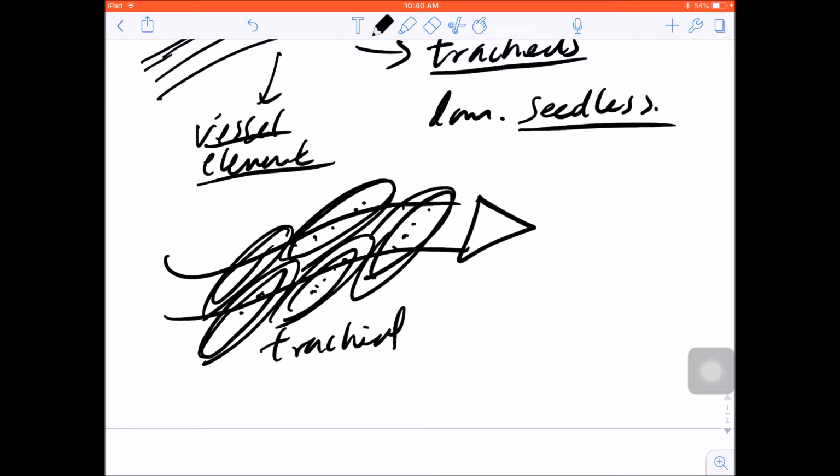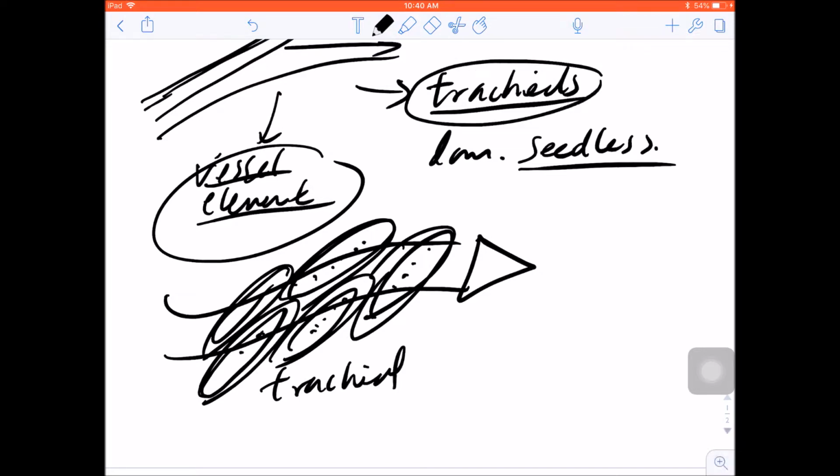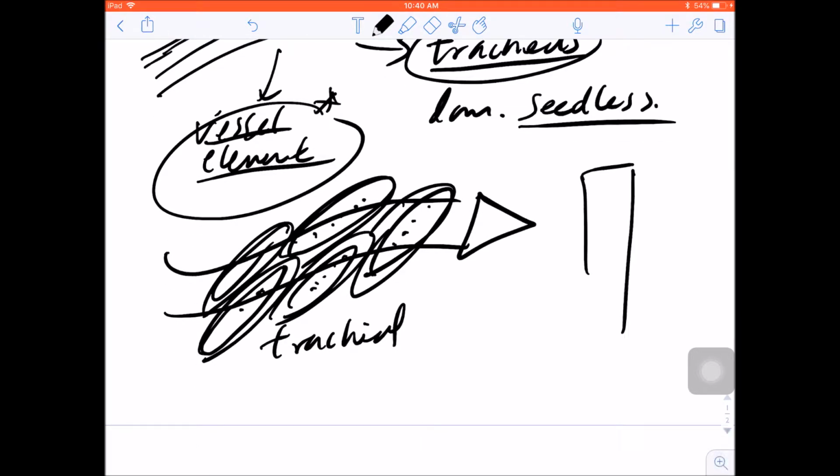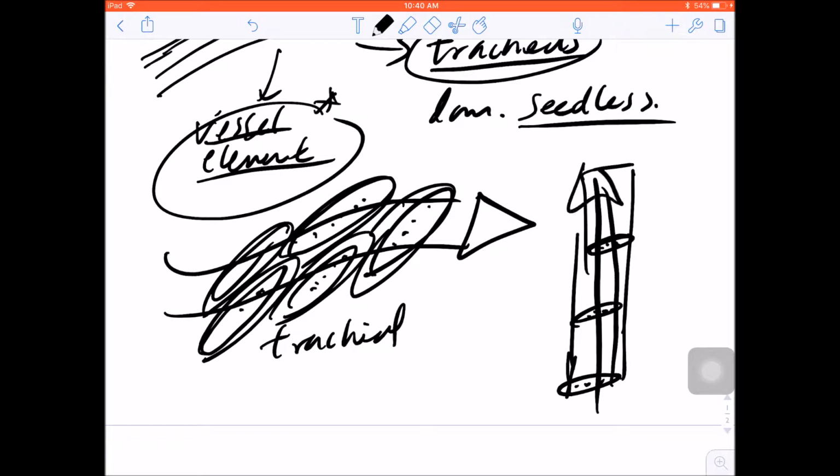The stacking of these different cell types is important, and we'll see later on the vessel elements, they stack up nicely like this because they have these walls that allow water to go right through them in a column-wise manner, so they're more efficient. For now, we're going to focus on the tracheids. These are the guys that, again, dominate in the seedless plants.